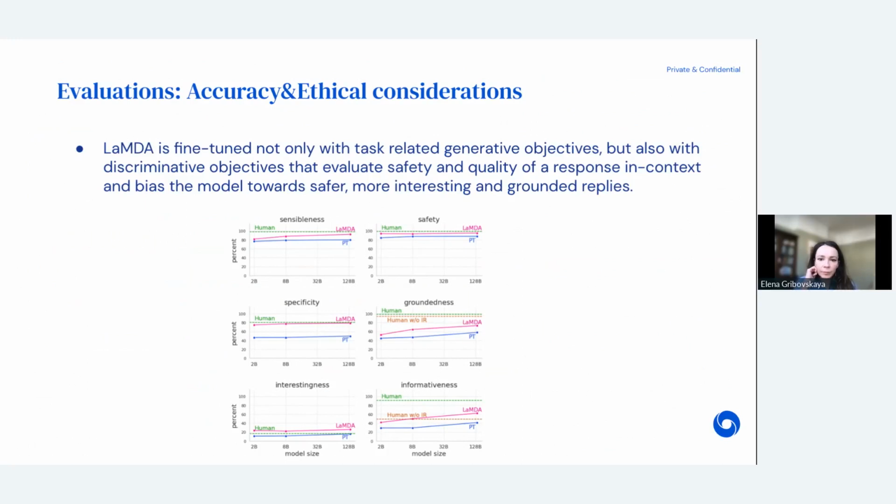In some cases, it actually reaches human level and outperforms, particularly in the case of informativeness. The human annotators, who didn't have access to an information retrieval system during annotations, set a baseline for informativeness of the answers that is actually lower than what LaMDA manages to achieve.